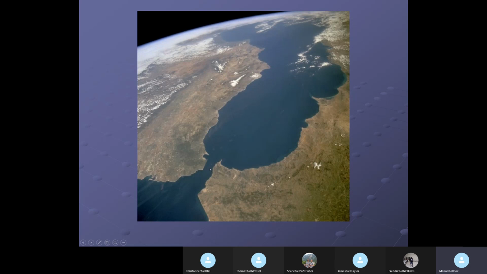Sea. This is a picture from space. And there's Spain, there's Gibraltar, right in here, Straits of Gibraltar. I'll point out a couple of things for you regarding this. This can be verified quite easily.